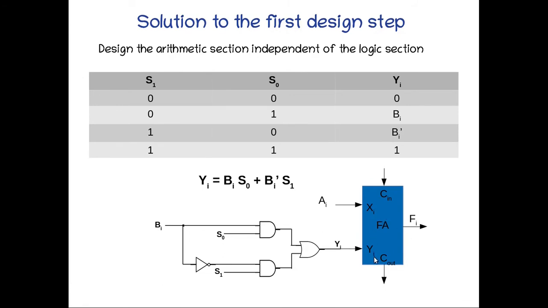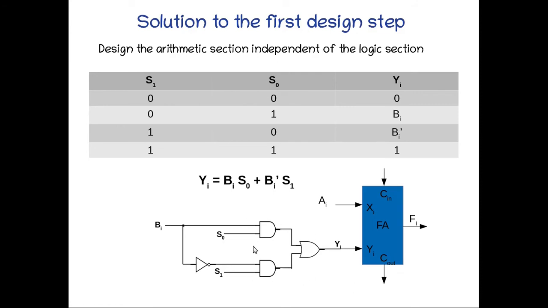We have Xi input and Yi input. We will always give Ai to the Xi input, and for the Yi input we can have this table. When S1 and S0 are 0, 0, then Yi will be 0. For 0, 1 we give Bi; for 1, 0 we give Bi complement; and when S1 and S0 are both 1 we give a 1 at the Y input. So we will have an expression like this: Yi is equal to Bi into S0 plus Bi complement into S1.